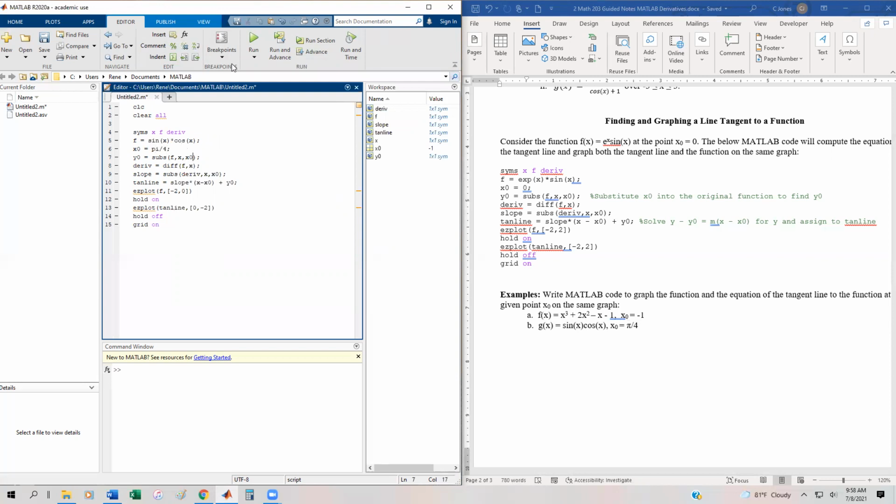We're going to substitute x naught, and the rest stays the same. These are all generic commands, because these are the parameters that govern those commands. The only thing I'm going to change is the range. We know that pi/4 is about 0.78, so let's just go from 0 to 2. And we're going to go ahead and plot. So let's run this.